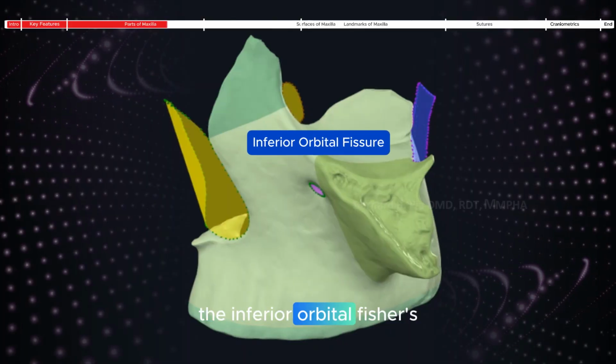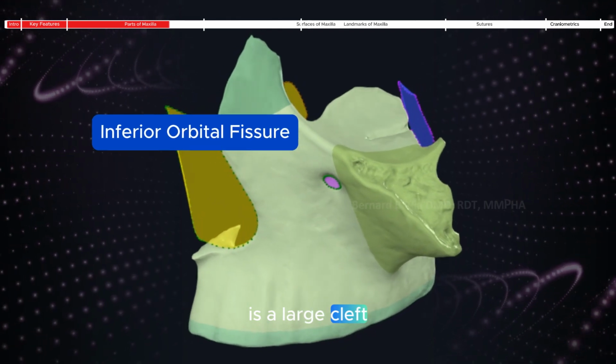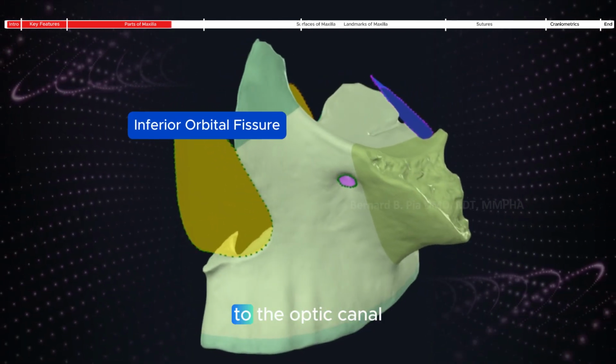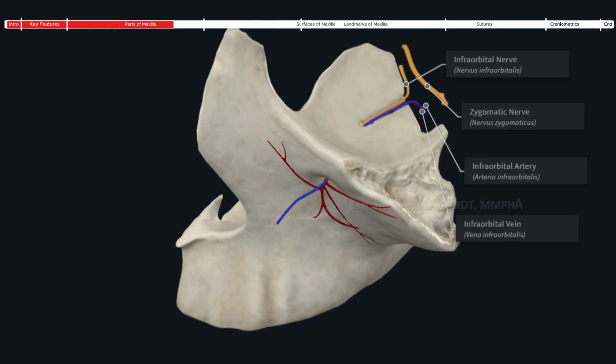The inferior orbital fissure, sphenomaxillary fissure, is a large cleft found along the floor of each orbit. It is located inferior to the optic canal and superior orbital fissure. The inferior orbital fissure allows for the passage of the zygomatic nerve and the infraorbital artery, vein, and nerve.